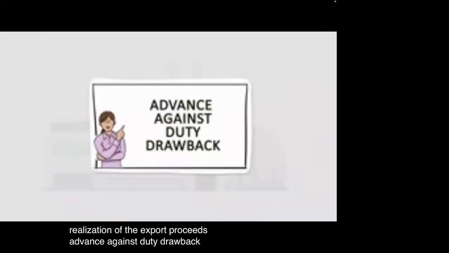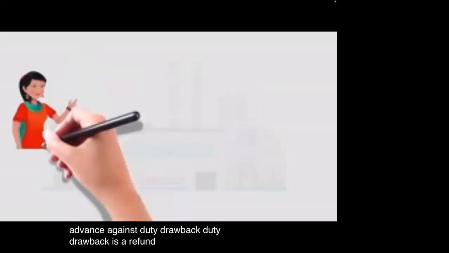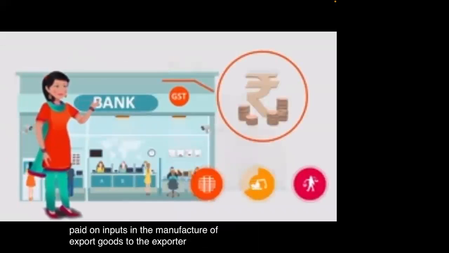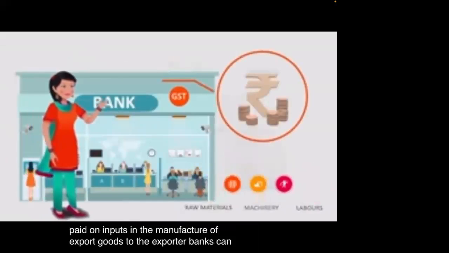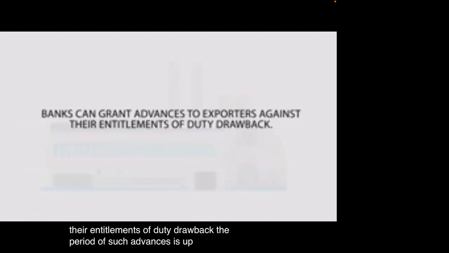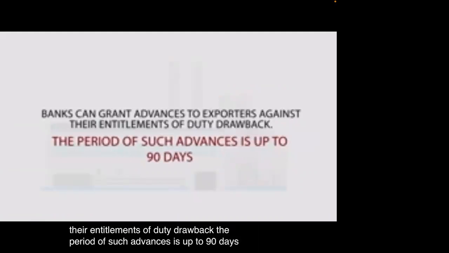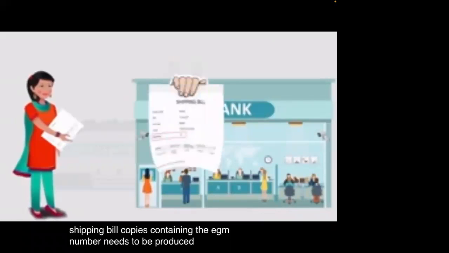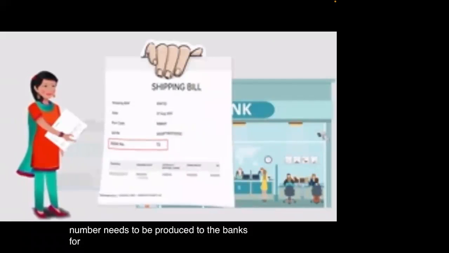Advance against duty drawback. Duty drawback is a refund of duties like GST paid on inputs in the manufacture of export goods to the exporter. Banks can grant advances to exporters against their entitlements of duty drawback. The period of such advances is up to 90 days. Shipping bill copies containing the EGM number need to be produced to the banks for advances.